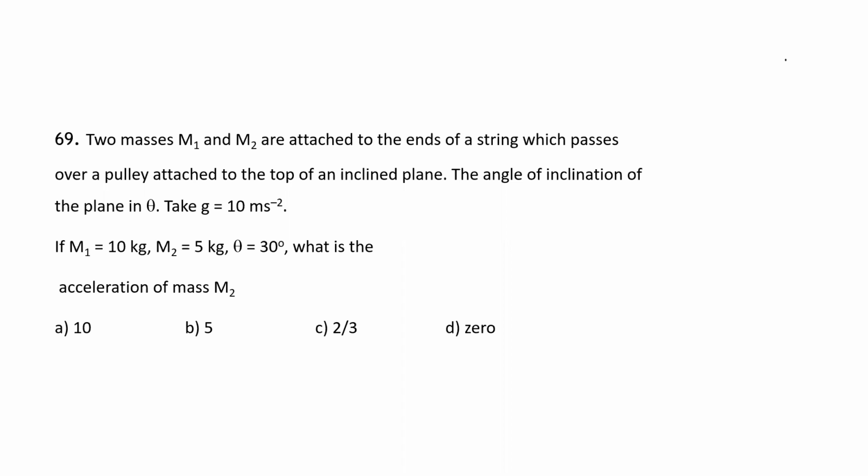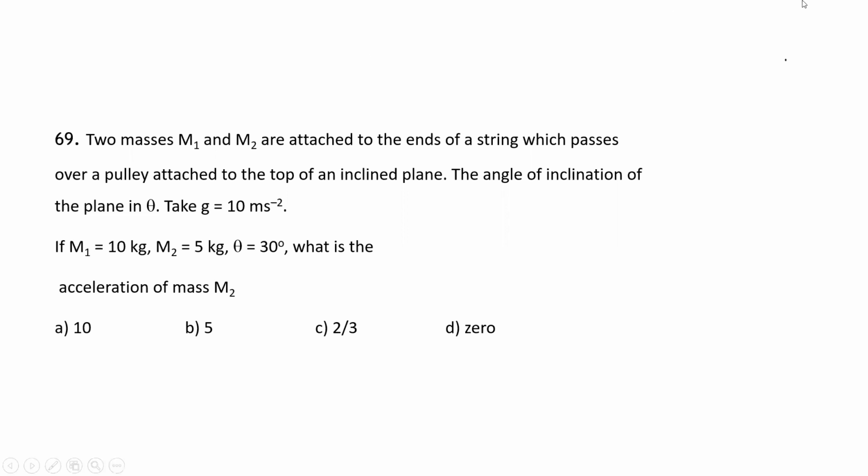The masses they have given: m1 is 10 kg and m2 is 5 kg. The theta value is also given, it is 30 degrees, and g is 10 meter per second square. We need to calculate the acceleration of m2. So here there are two masses attached to the ends of a string on an inclined plane, and the angle of inclination is 30 degrees. Next we need to calculate the acceleration of m2.